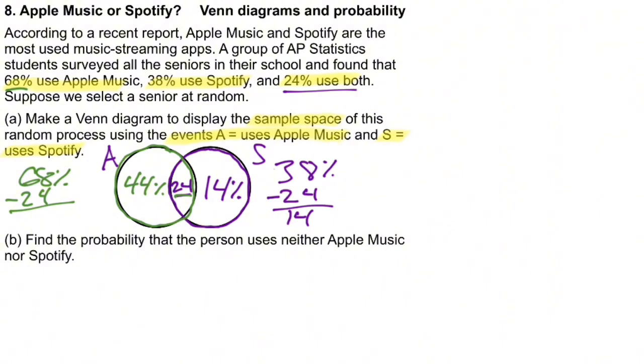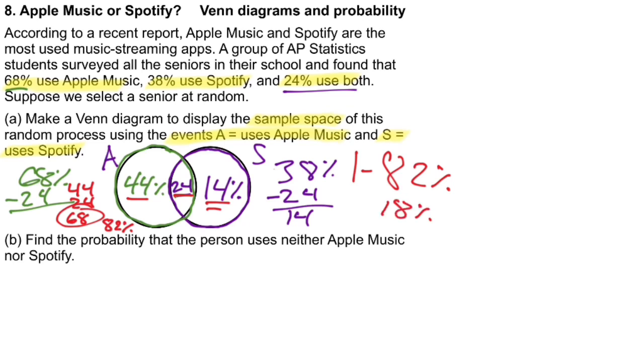And we will also include the complement, which would be 1 minus. If we add up 44 plus 24, that's going to get us back to 68, and then we're going to add 14 to 68, and that is 82%. So the probability that somebody does not use any of these music platforms would be 1 minus 82%, which is 18%. So that would be located in the complement. Oh, let's get that 82 out of there.